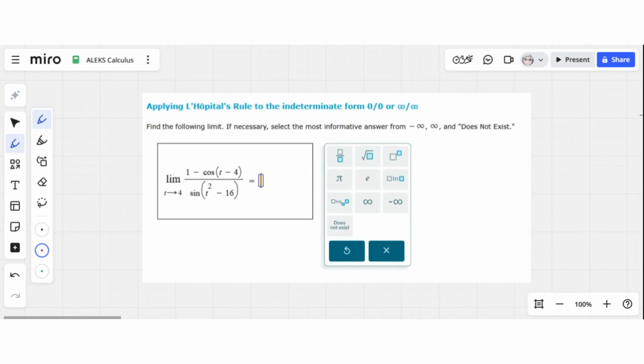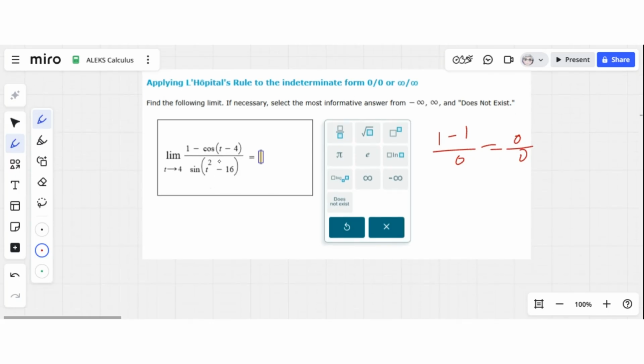So in this first one, we've got 1 minus the cosine of t minus 4 over the sine of t squared minus 16, and we're trying to find the limit as t approaches 4. If we put in 4 on the top, we'd get 4 minus 4, so that's 0. The cosine of 0 is 1, so we'd get 1 minus 1 on the top. And on the bottom, t squared is 16, so we'd get the sine of 0, which is 0, so we'd get 0 over 0. Aha, it is that indeterminate form. We can't calculate the limit there, but we can apply L'Hopital's rule.